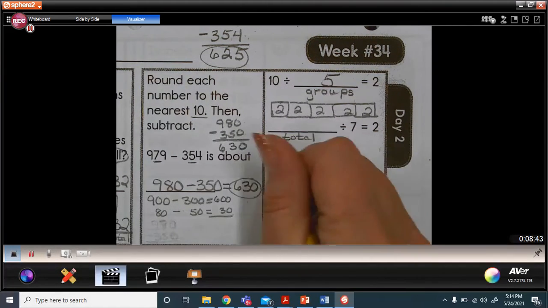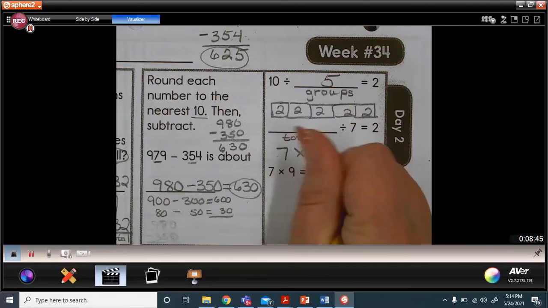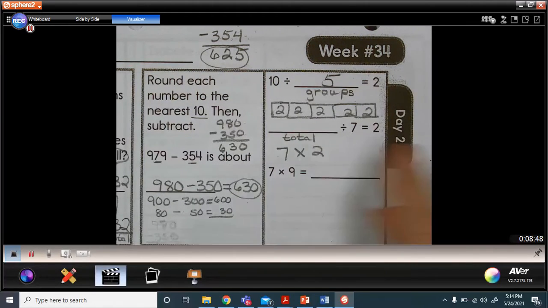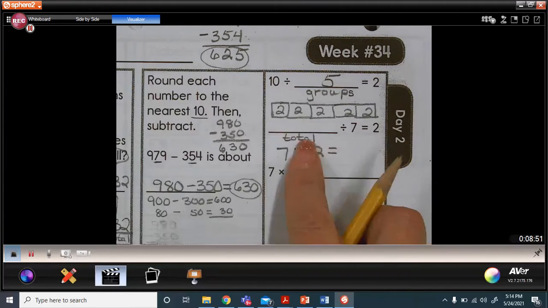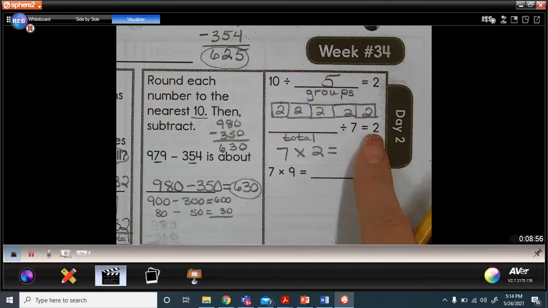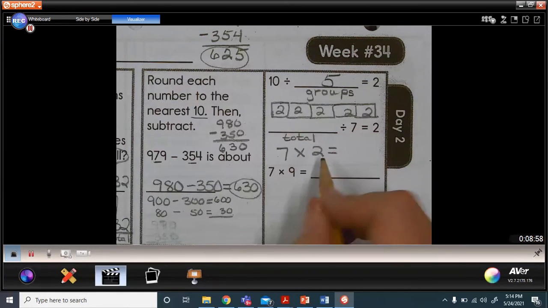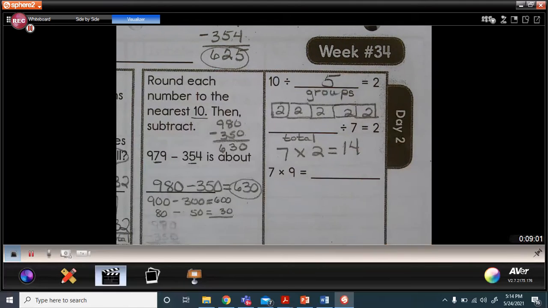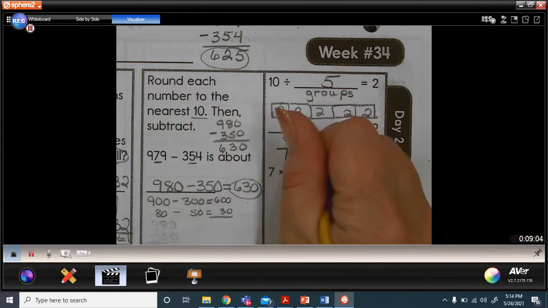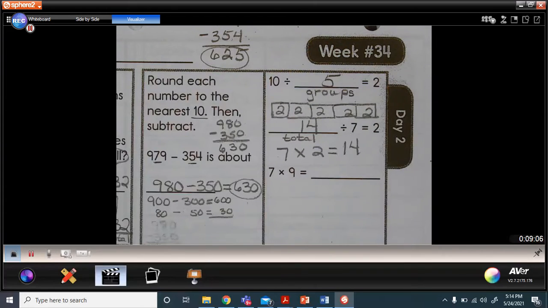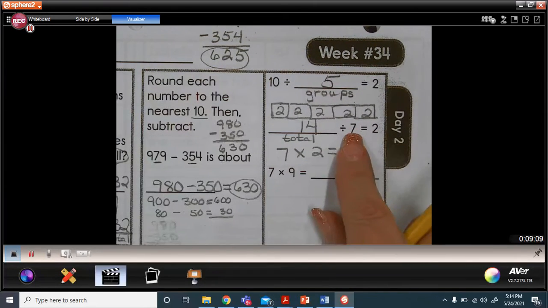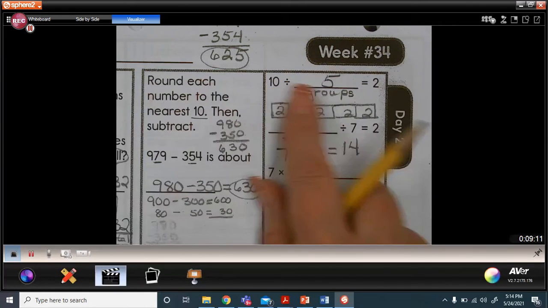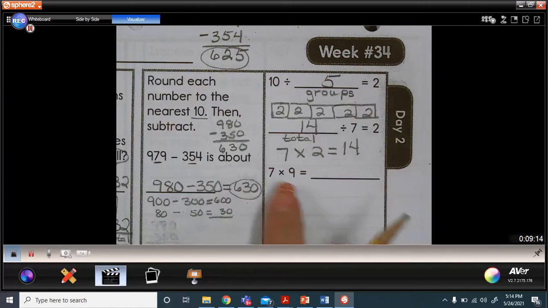So if I have 7 groups of 2, I can use my multiplication to help me find what my total was before I divided it into these groups of 2. So 7 groups of 2 is going to be, yep, you guessed it, 14. So my missing dividend here is 14. This is called your dividend, divisor, quotient. Now, let's go ahead and take a look at my last multiplication sentence.